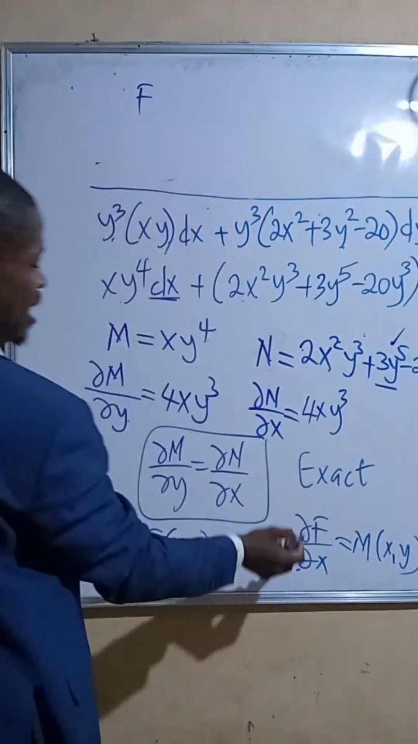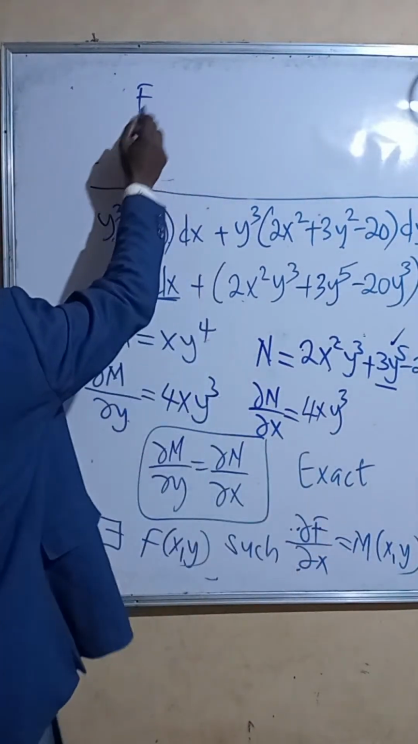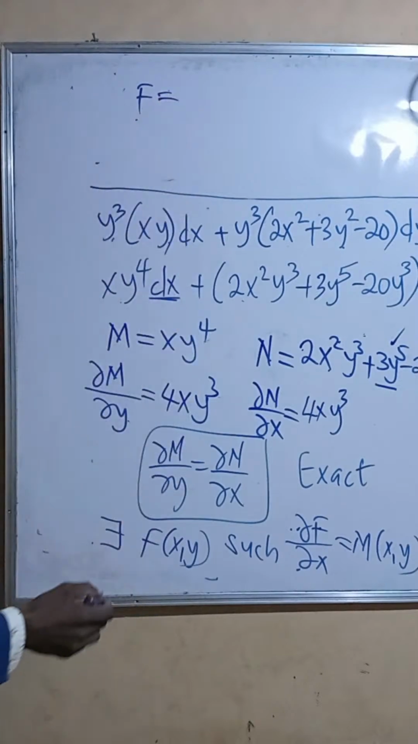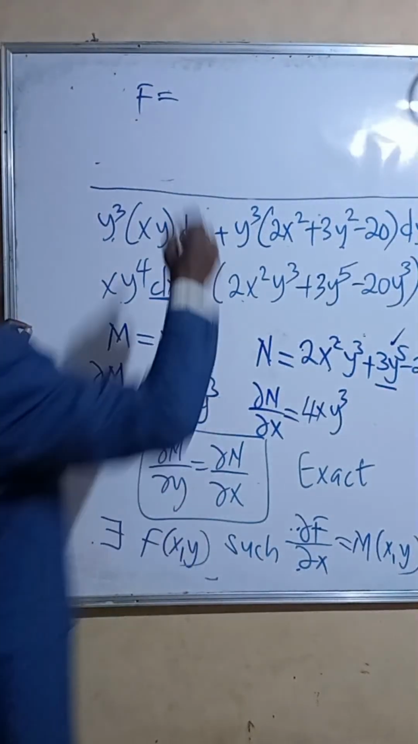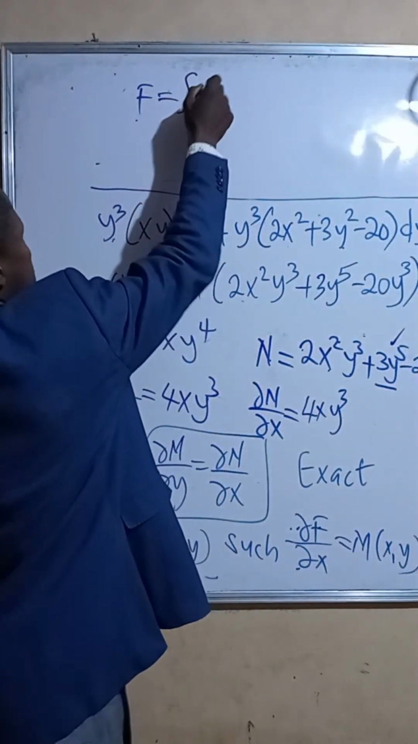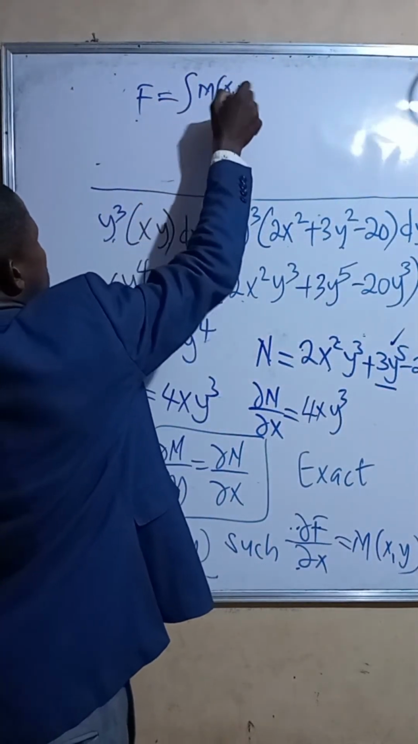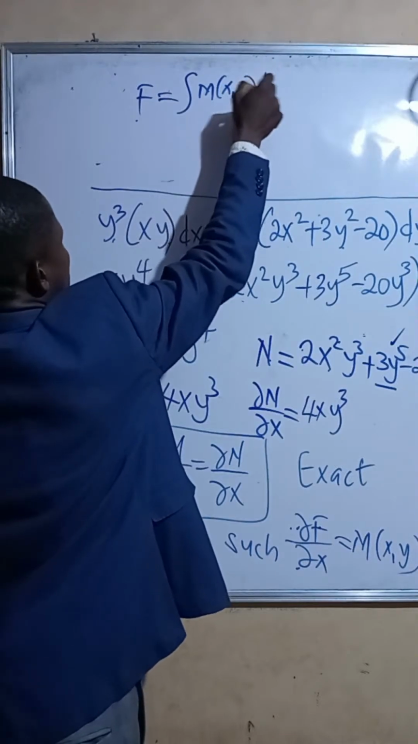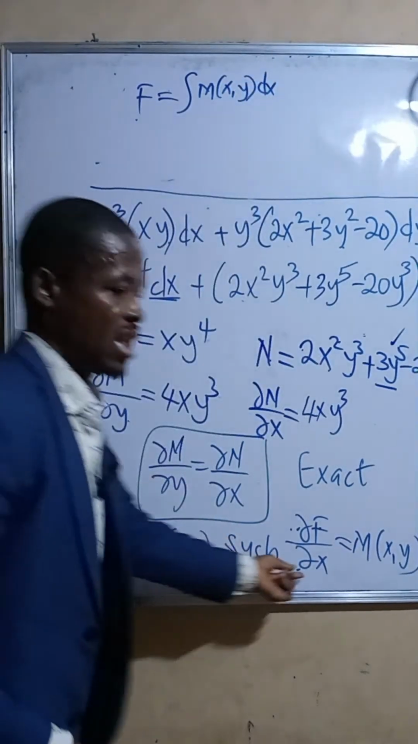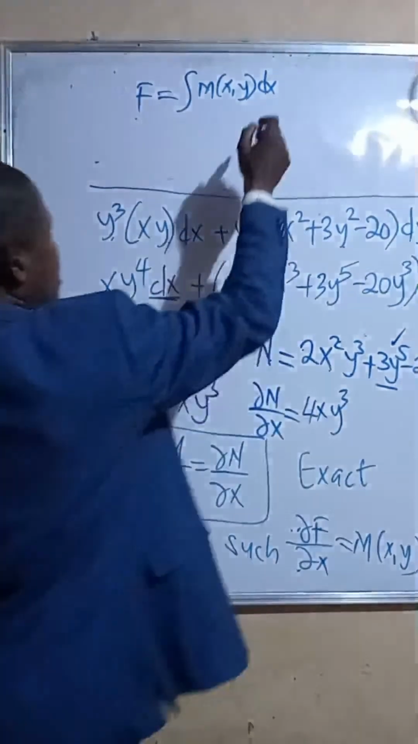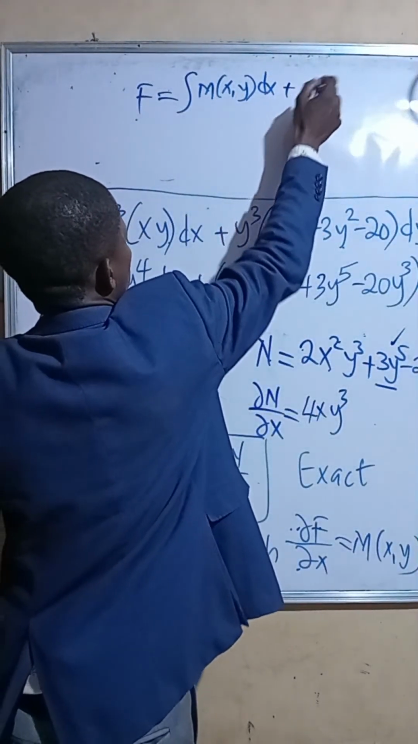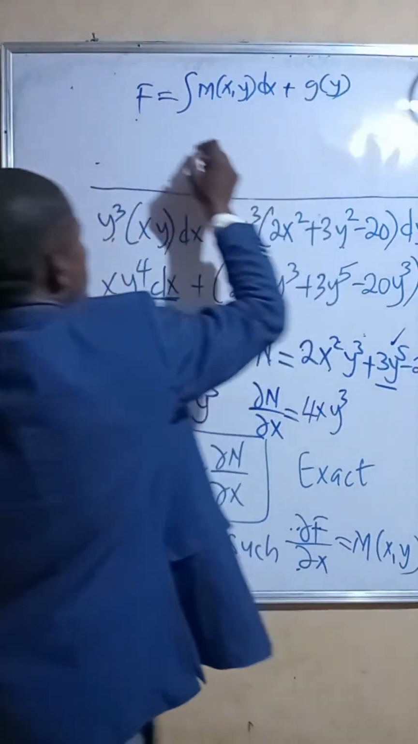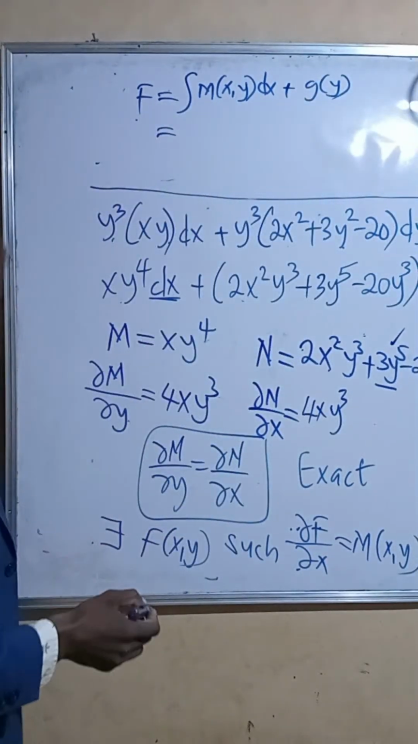If you integrate the left, you're going to have f. If you integrate the partial differential of f, you get f, and that will be the integral of M dx, and then plus the arbitrary constant, that's g of y.